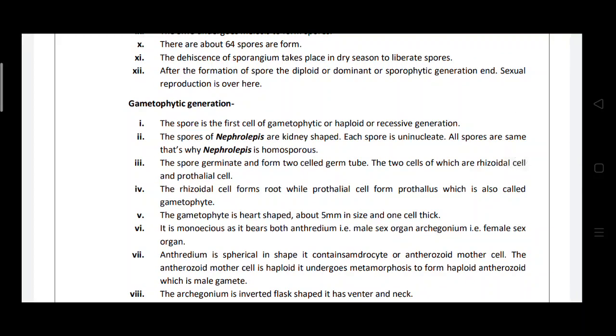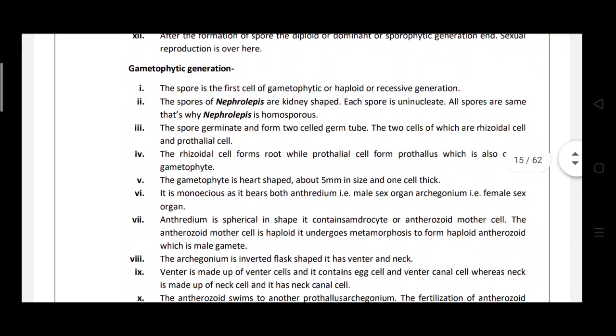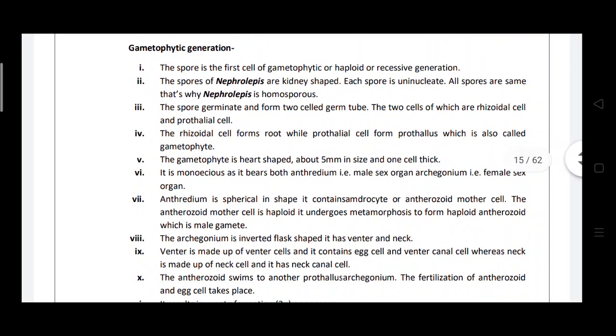When these spores germinate, they form the germ tube. The spores germinate and form two cells: one is the rhizoidal cell and the other is the prothallial cell. The rhizoidal cell forms the root and the prothallial cell forms the prothallus, which is also called the gametophyte. The gametophyte looks heart shaped and its size is about 5 millimeters, and the cells are thick. It is monoecious, which means it bears both antheridium and archegonium, that is the male sex organ and the female sex organ.